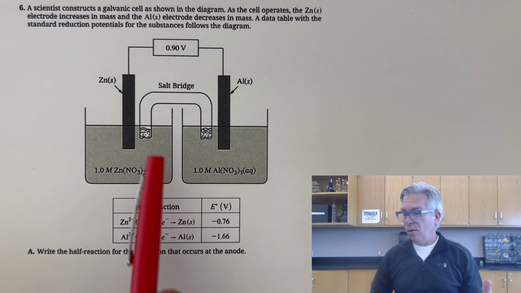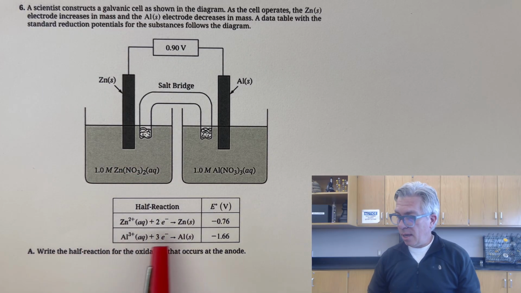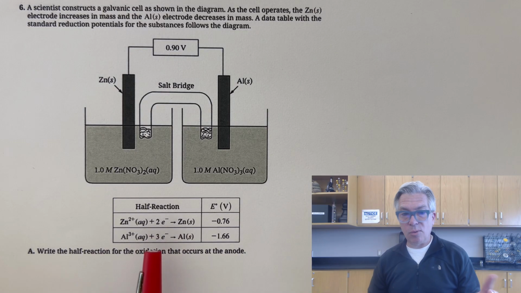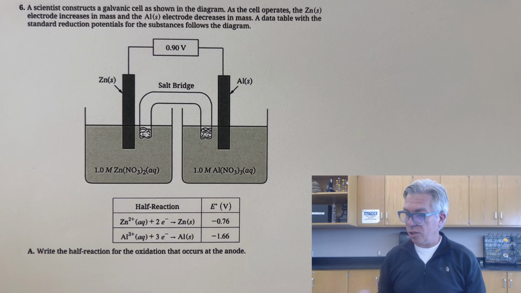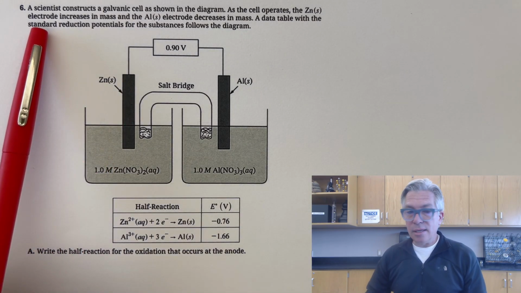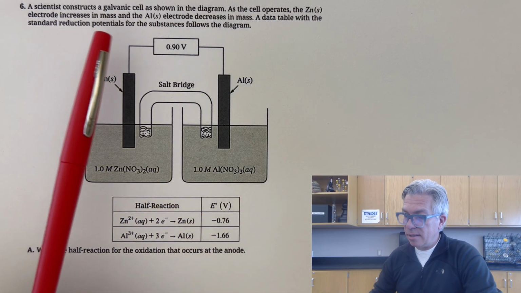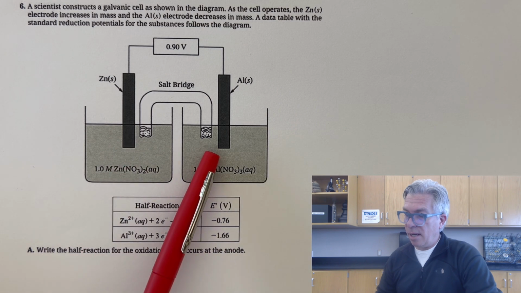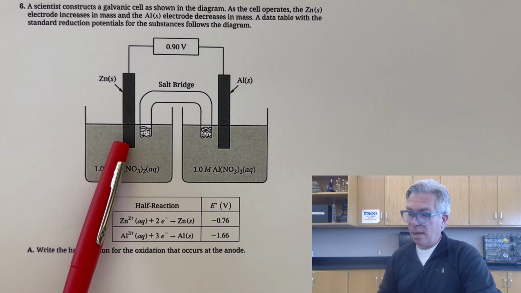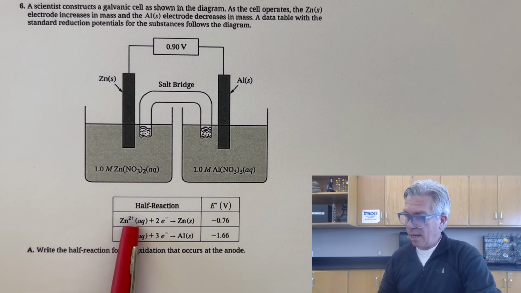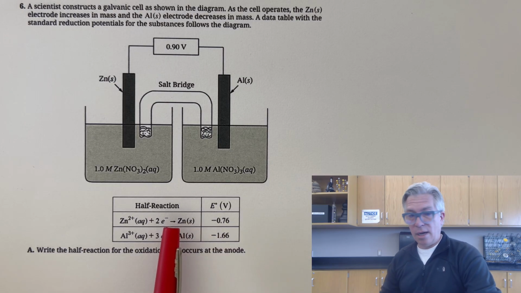Okay, so I have to figure out which of these two is the anode where the oxidation is going to be coming from. And we have 2 reduction potentials, but one of them needs to be reversed. So there's 2 ways to get at this question and figure out what's the half reaction we need. The first is to look at the clue that they gave us. They tell us that the zinc electrode increases in mass and the aluminum electrode decreases in mass. That tells me that the zinc ions are being deposited onto the zinc electrode, exactly as written down here. So that tells me that the zinc is being reduced, not oxidized.